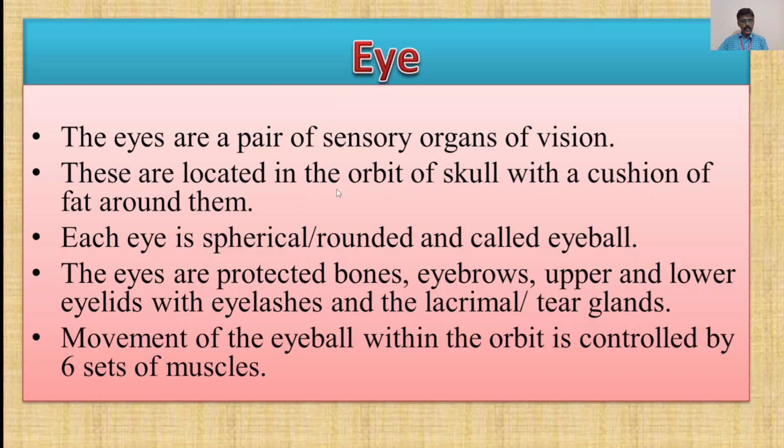These are located in the orbit of the skull with a cushion of fat around them. Each eye is spherical or rounded and is called an eyeball. The eyes are protected by the bones, eyebrows, upper and lower eyelids with eyelashes, and the lacrimal or tear glands. The movement of the eyeball within the orbit is controlled by 6 sets of muscles. Now this was brief information about the eye. Now moving towards the next slide.